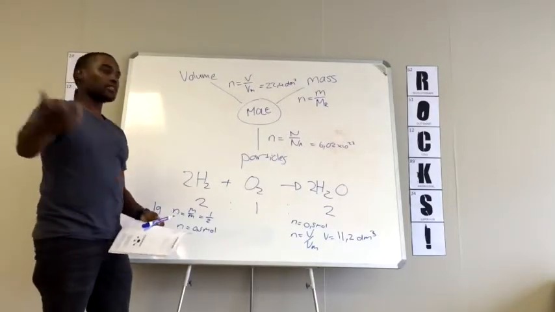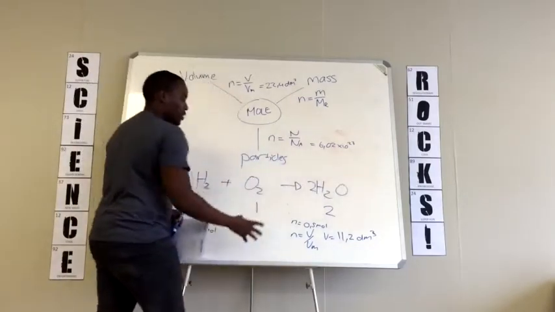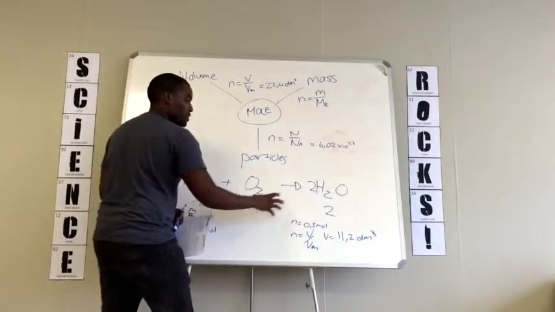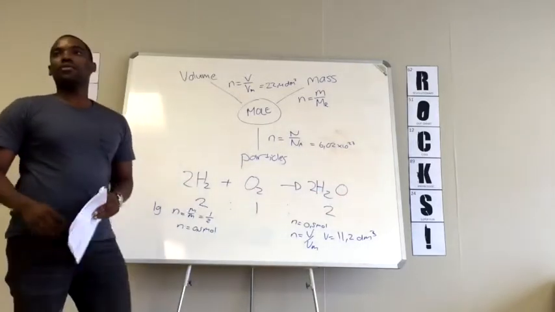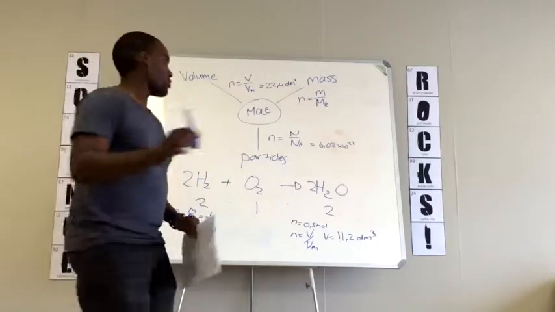And then to work out your products, you're going to use the one that was limiting, because that will determine exactly how much you'll produce at the end. Yes? I see a lot of blank faces. Okay, let's do an example so it makes more sense.